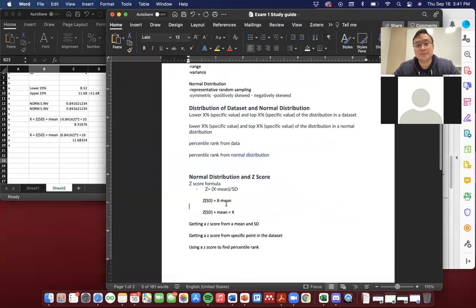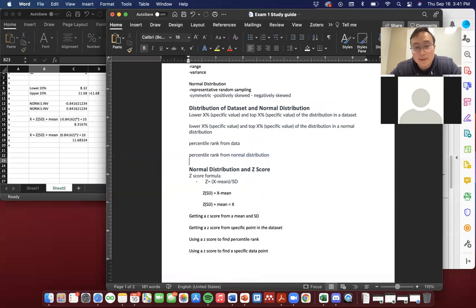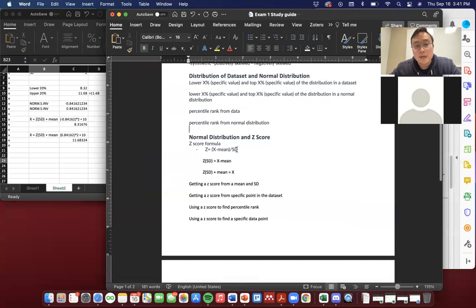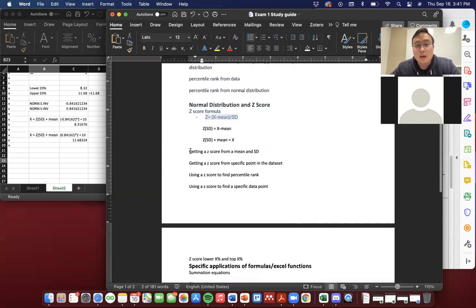Next is the z-score. We already went over a little bit of it because, again, many of these subjects overlap, so it's hard for me to go chronologically. So here, z-score formula, make sure you know it. I heard you get to bring in 2 sheets of notes, write all the formulas, every formula. Know how to get a z-score from a mean and standard deviation. Get a z-score from a specific point in the data set.